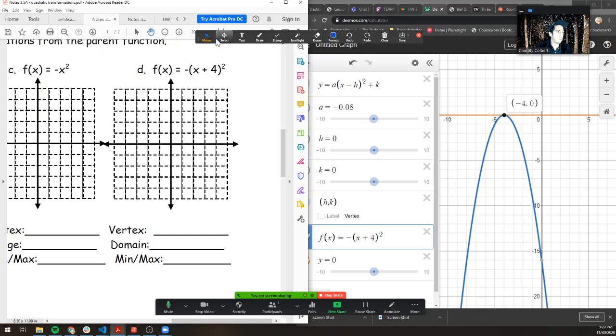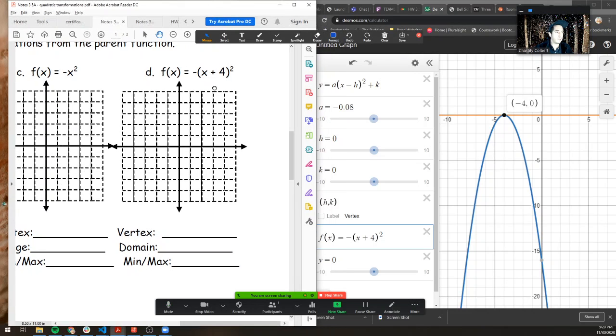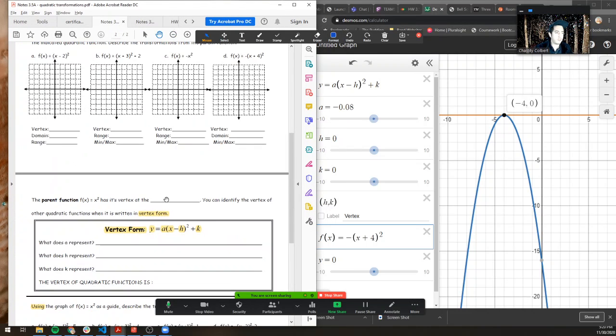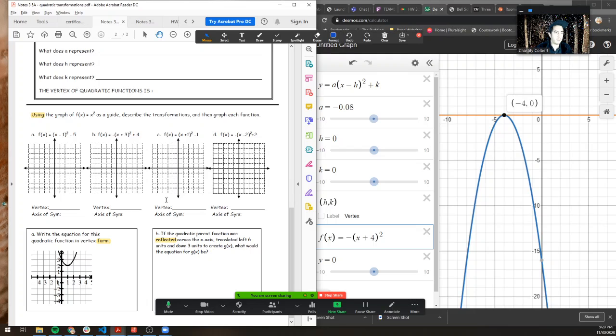Okay, so hopefully that's, again, ringing some bells, some of Algebra 1 coming back to you. So A through D, just graph these, and you should be able to get them. The axis of symmetry is the line that cuts right down the middle. So I'll look at one. Let me zoom in and look at one really quick.